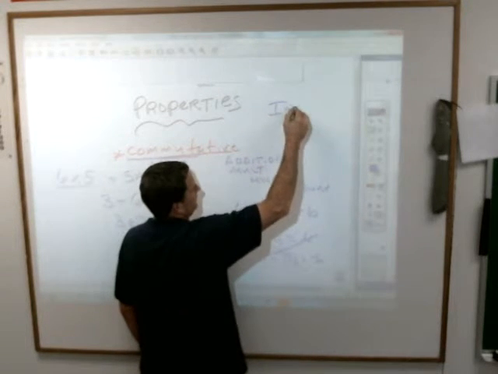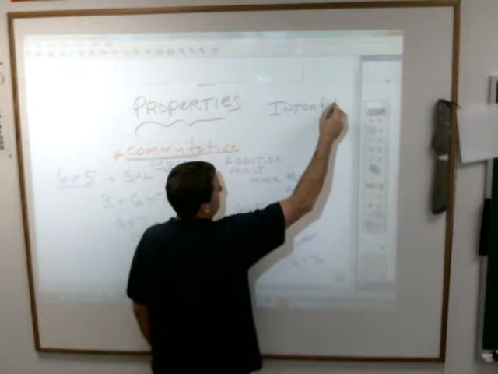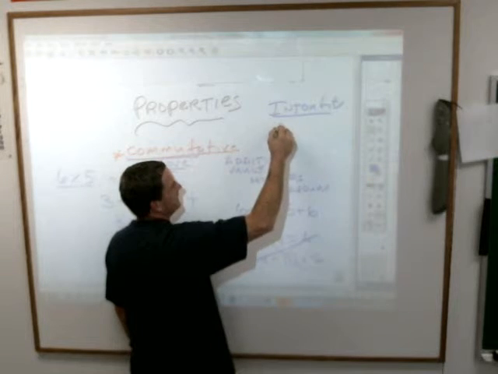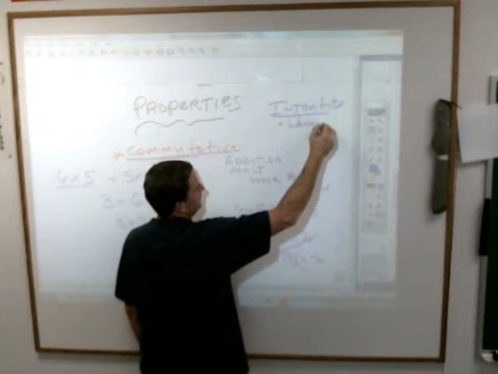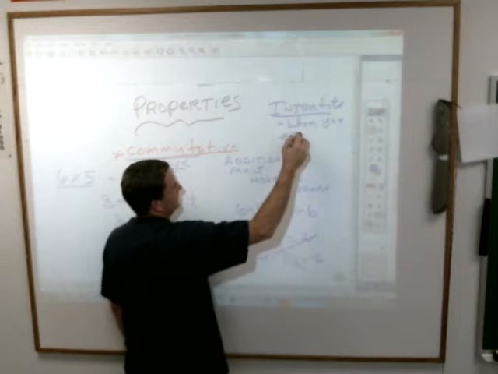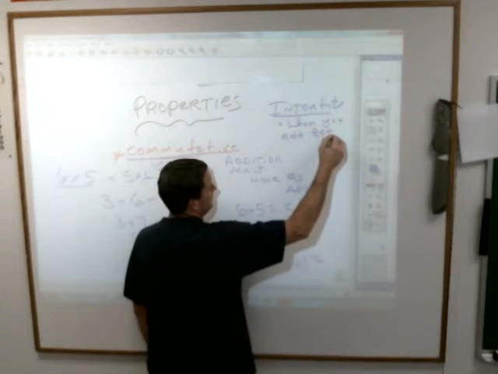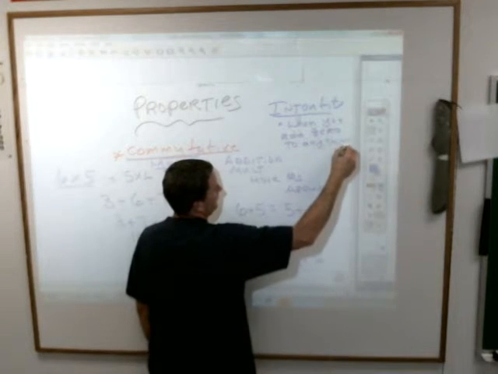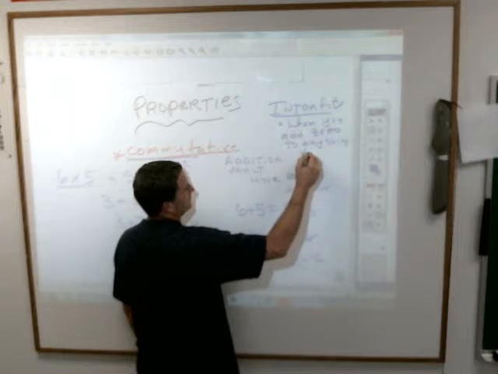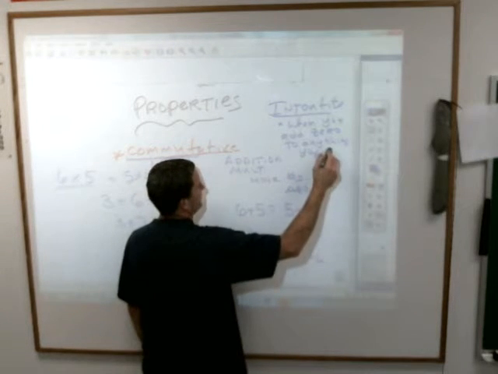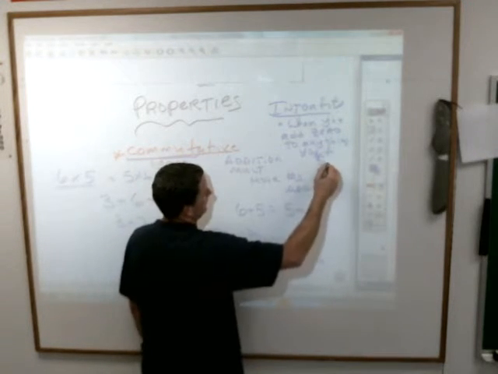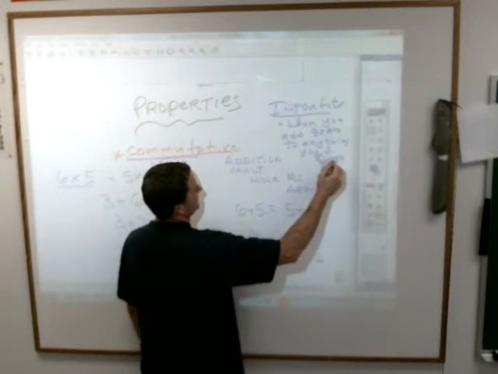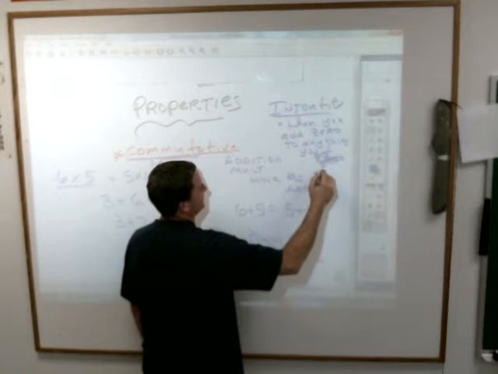And I'm not even going to go into the whole spiel on this. I'm just going to tell you that the identity property is that when you add 0 to anything, guess what you get? When you add 0 to anything, you get that number. That's all you need to know about the identity property of addition. Oh wait, sorry, I said you get 0. When you add 0 to anything, you get that number.